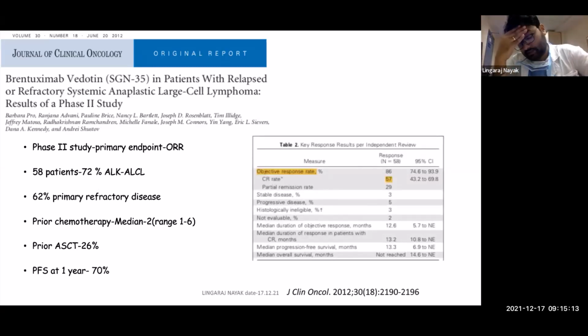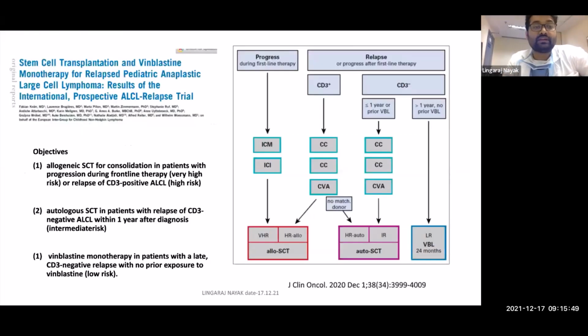So this is the phase 2 data of brentuximab in the relapsed refractory setting. The primary endpoint of this study is overall response rate. Of 58 patients, almost 70% were ALK negative ALCLs. 62% of patients had primary refractory disease. Median line of therapy was 2. 26% of patients had prior history of autologous stem cell transplant. And if you see the objective response rate, it was 86% using only single agent brentuximab, with a 57% CR rate. And the PFS at 1 year was 70%. So the benefit in this particular group is notable if you use single agent brentuximab.